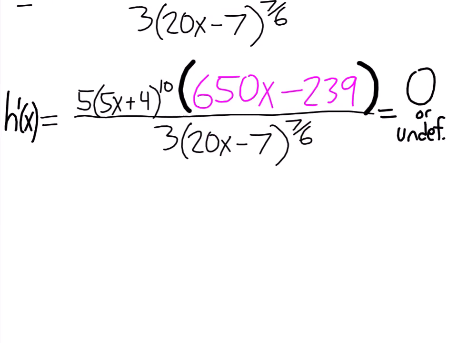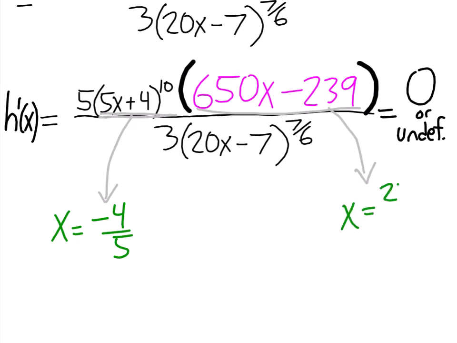So let's see, to make the derivative equal to 0, that means the numerator must be 0. So if I set that factor in the numerator equal to 0, I'm going to get x equals negative 4 over 5. If I set this factor in the numerator equal to 0, that's going to give me x equals 239 over 650. And to make the derivative undefined, that means the denominator must be 0. So if I set that factor in the denominator to 0, I get x equals 720.